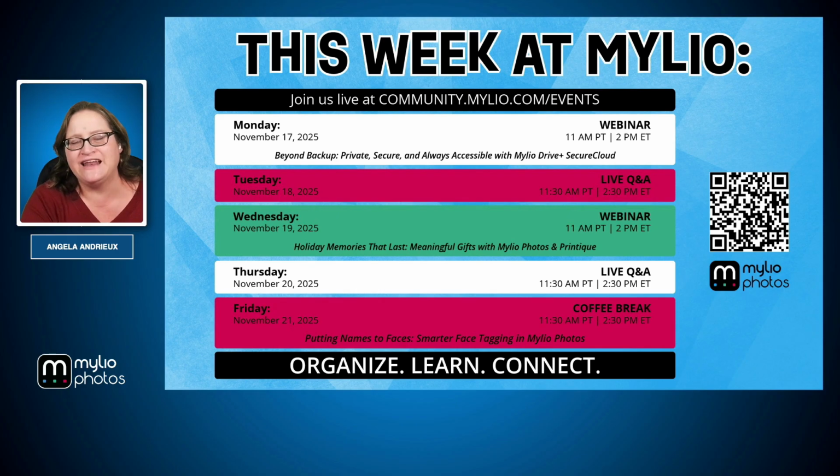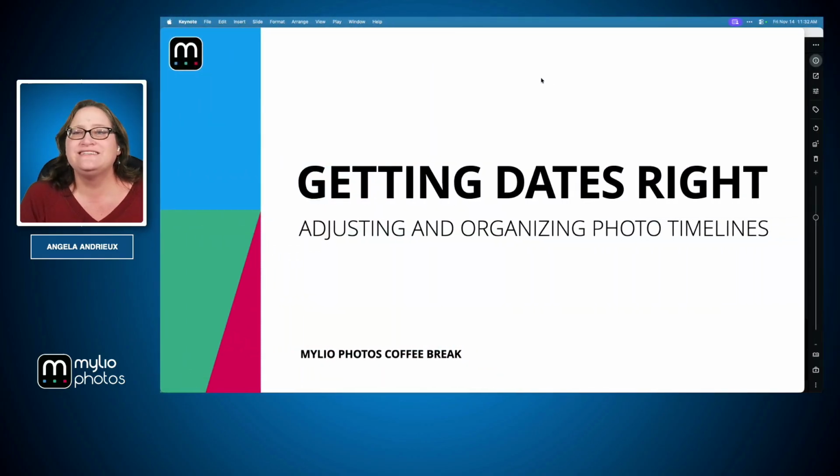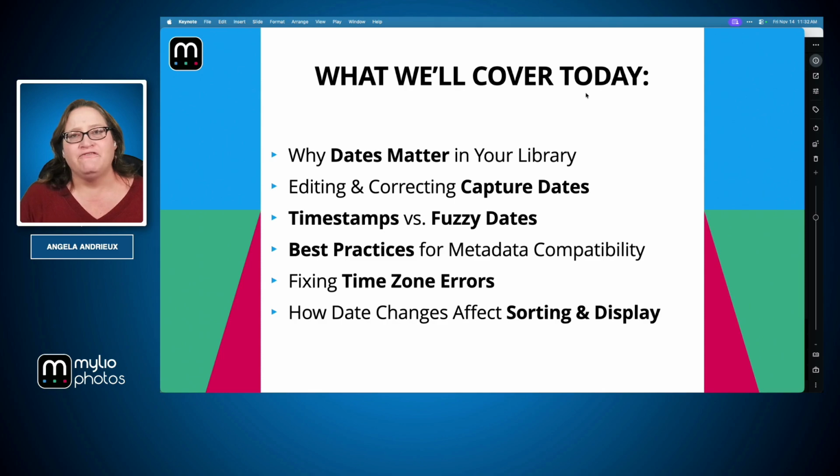With that, let's go ahead and jump into today's presentation, which is getting dates right: how to adjust and organize your photo timelines. This is something that is really important for a lot of different reasons in Mylio. The dates affect how things display in your library. Not only does it affect your calendar view, which is obviously very date centric, but when you're sorting things in your all photos view or within a folder, the main sorting feature that most people use is going to be by date and time. So those timestamps and the dates that you add in Mylio make a huge difference in how you organize the rest of your library.